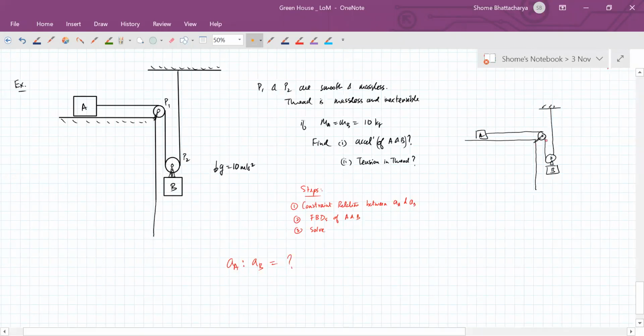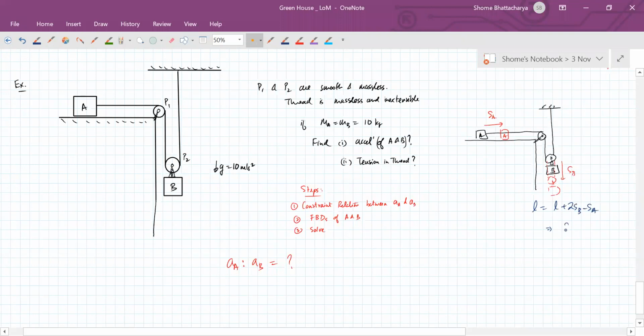So if A makes a displacement SA like this during the time that B together with the pulley makes a displacement SB like this, what is happening? The thread length is increasing by 2SB, decreasing by SA.